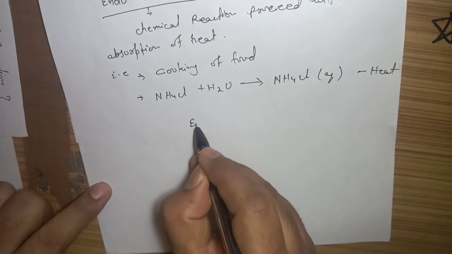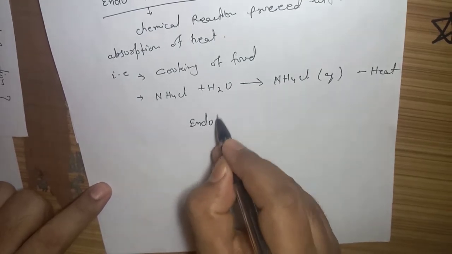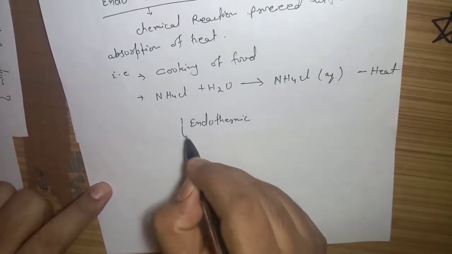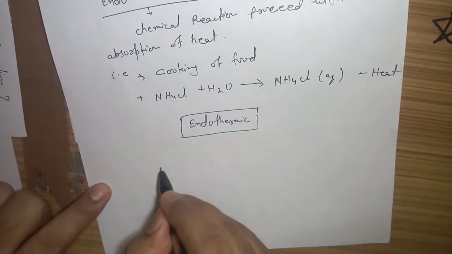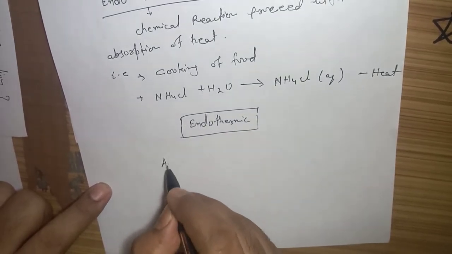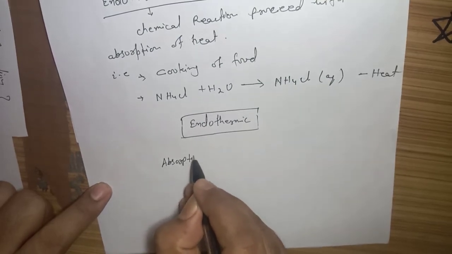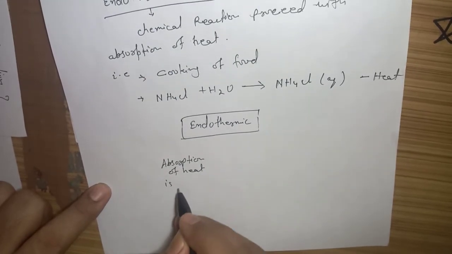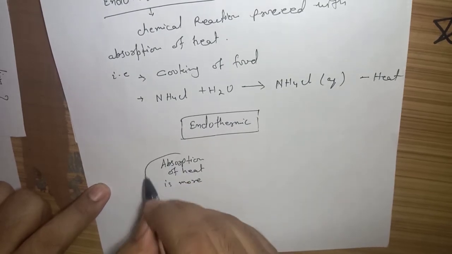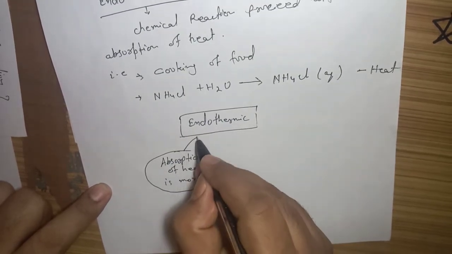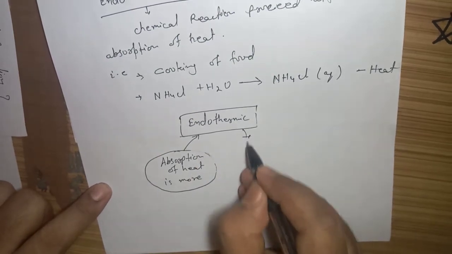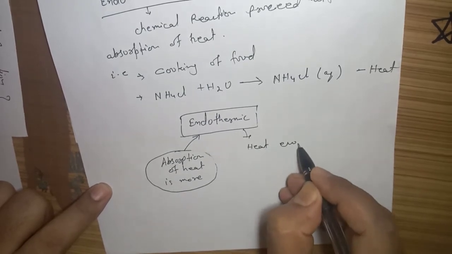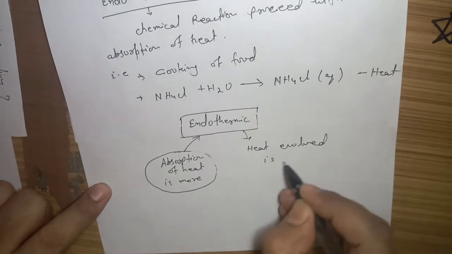Next, in endothermic, we can write like this: absorption of heat is more, which means activation energy is more, and heat evolved is less.